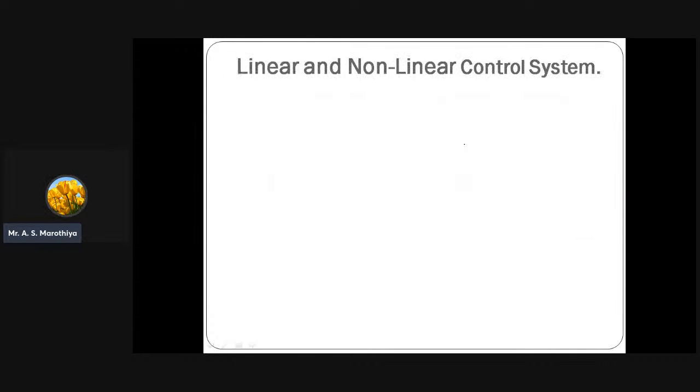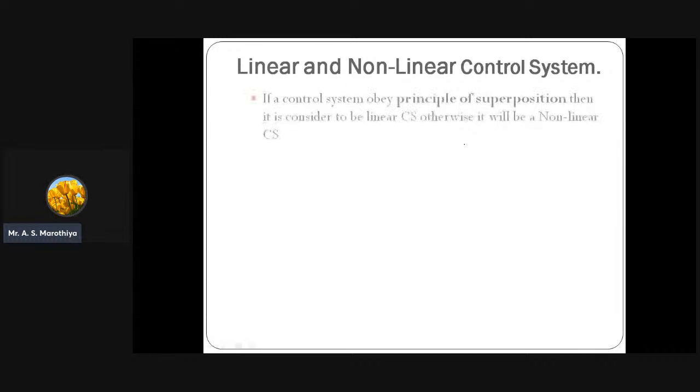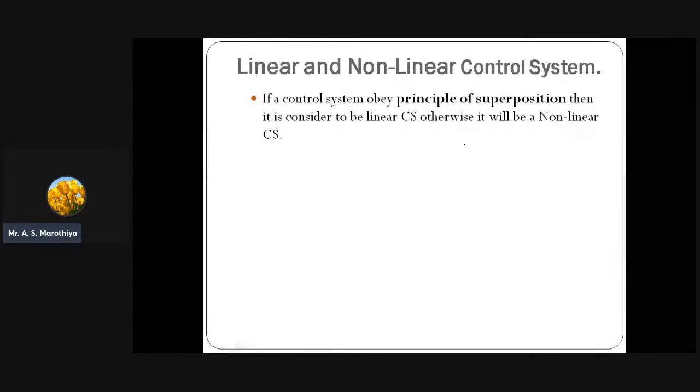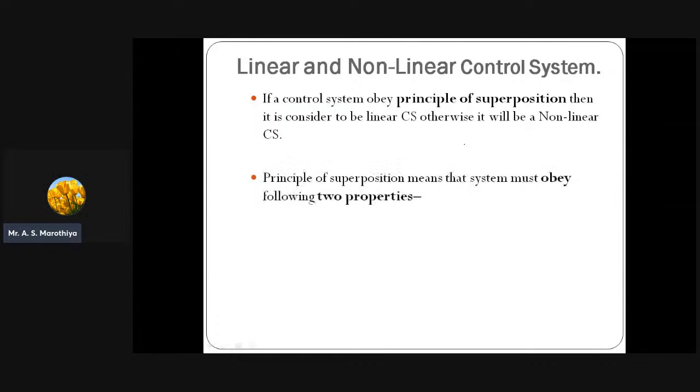Then the second portion deals with linear and non-linear control systems. Now, what is a linear control system? A system is said to be linear if it follows the principle of superposition. And if it does not obey the principle of superposition, the system is said to be non-linear. Now, what is the meaning of this principle of superposition? A system is said to obey the principle of superposition if it follows two properties simultaneously. The first one is called additive and the second one is called homogeneous.